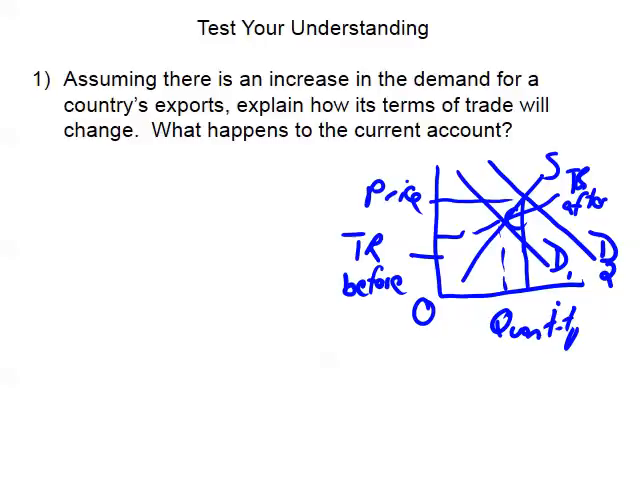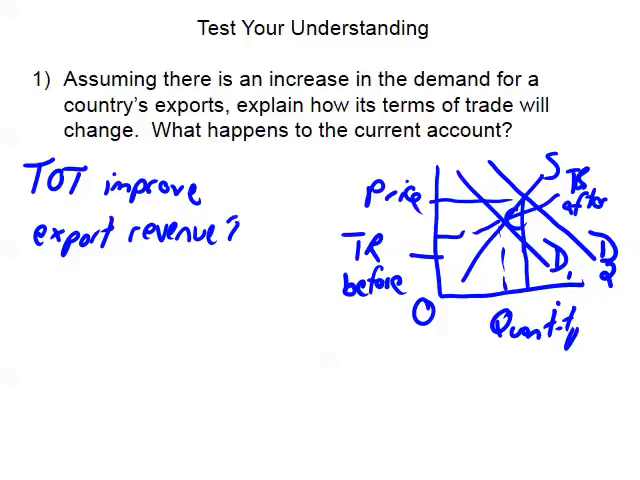So what happens to the terms of trade? The terms of trade improve because the price of the goods has gone up. We know that export revenue has increased. And so we know the current account has improved.